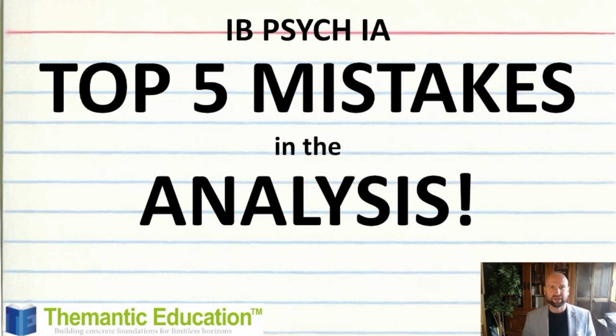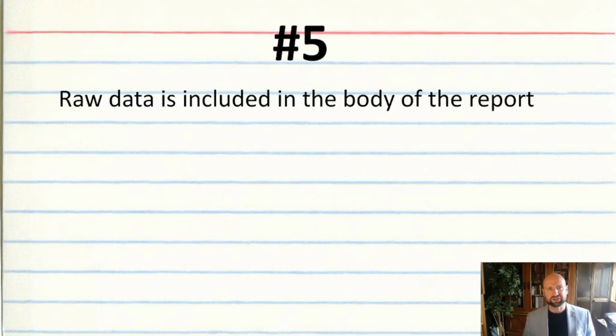Right, so let's have a look at the top 5 mistakes in the analysis section of the IB Psychology IA. You want to make sure you avoid making these mistakes. Coming in number 5 is students putting raw data in the body of their report. All your raw data and your raw data tables should all go in the appendices, right? Your calculations go in the appendix as well.